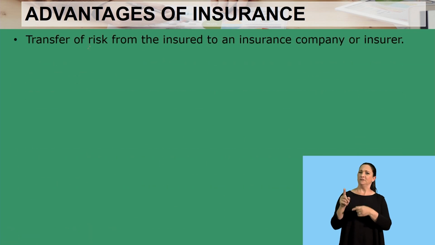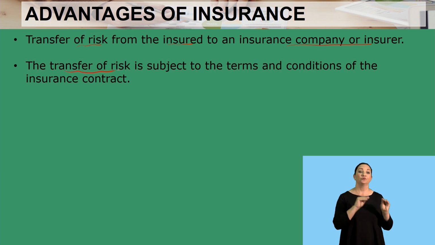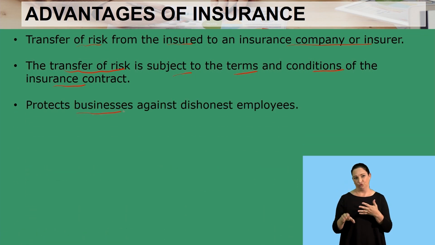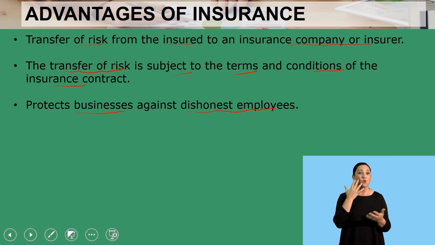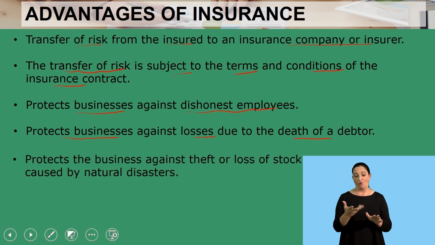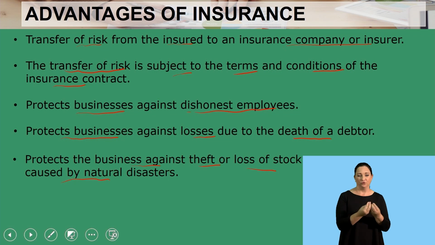One, it transfers the risk from the insured to the insurance company, meaning the risk is no longer for the insured, meaning the business. The transfer of the risk is subject to the terms and conditions of the insurance contract. That's another advantage. And then it protects the business against dishonest employees. Another aspect is that it protects businesses against losses due to debt of a debtor. Another one is that it protects the business against theft or loss of stock caused by natural disasters. So those become your advantages.